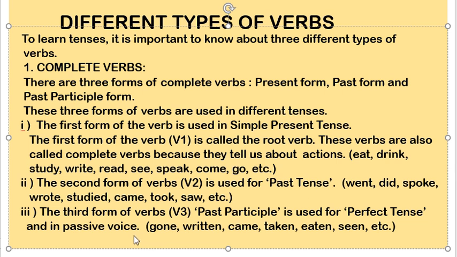Let's see how to form the third form, that is past participle. The root word is go, past tense will be went and past participle will be gone. Here, written, came, taken, eaten, seen. In this way, we have three different forms of the verbs and they are complete verbs.